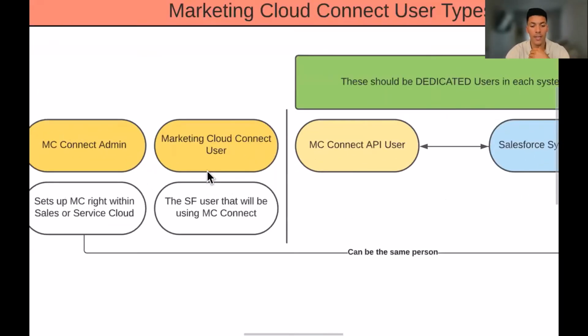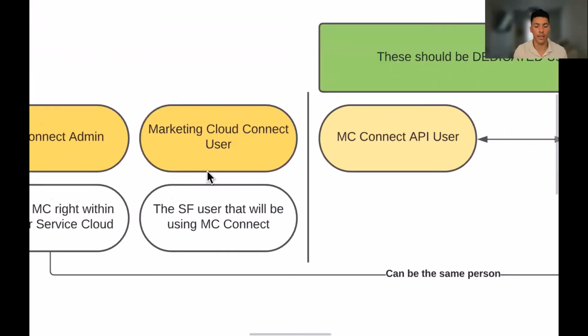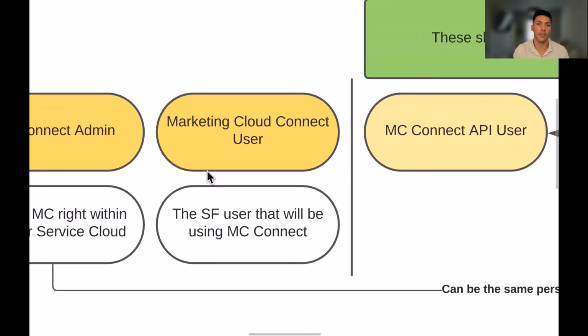Now, Marketing Cloud Connect user, that's the last one left here, which is the people that will actually be using the functionality of Marketing Cloud Connect. So these are people that'll be going inside of Salesforce and sending to a lead or a contact, or they might be the person that's going into Marketing Cloud and sending a message to a group of users from a synchronized data extension that's now filtered. So these are the people that are actually using Marketing Cloud Connect.